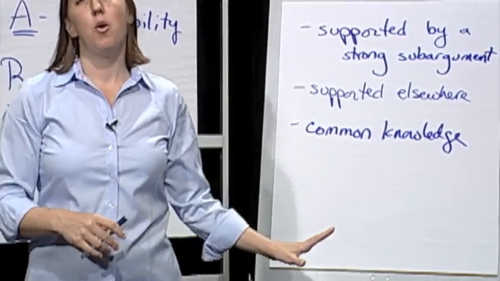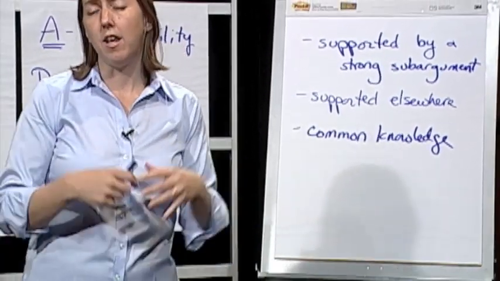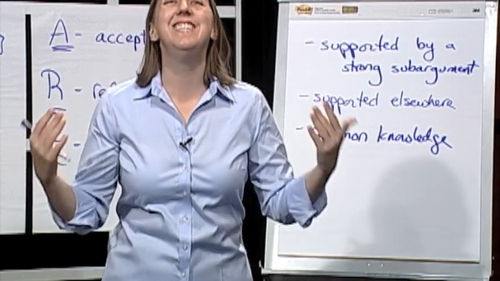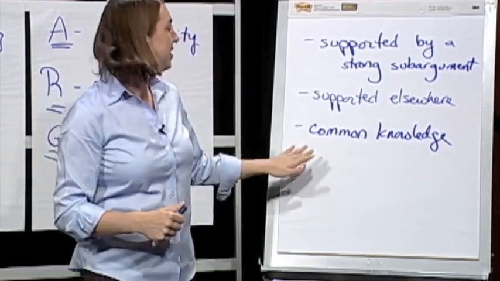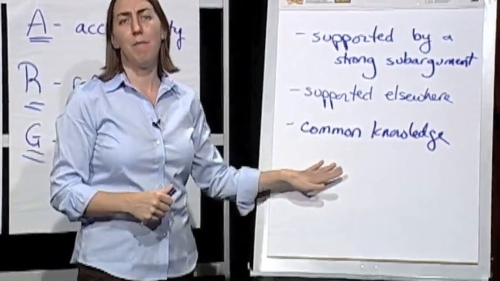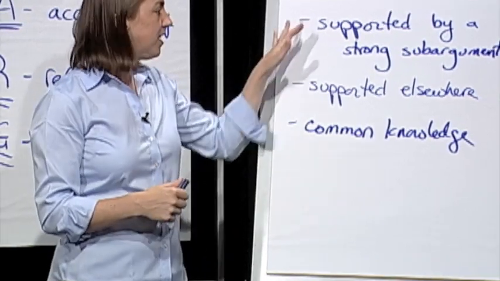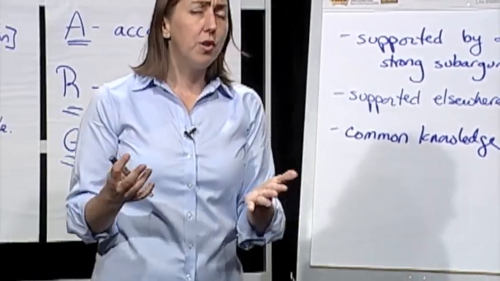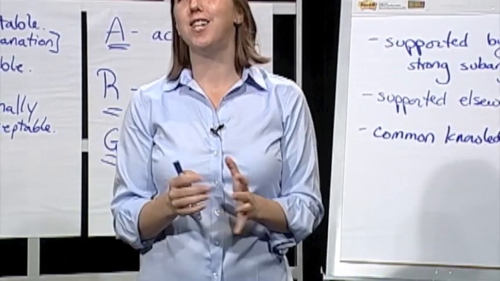None of these ways in which premises can succeed on acceptability are excuses not to think critically. You still have to think very critically about how you're applying these particular ways in which premises can succeed. Also, it's important to remember that common knowledge is context-specific.